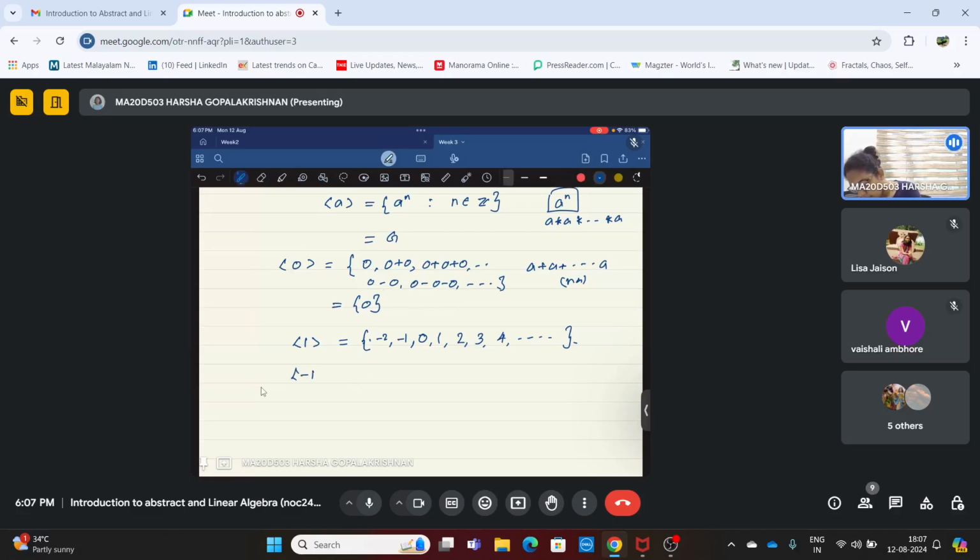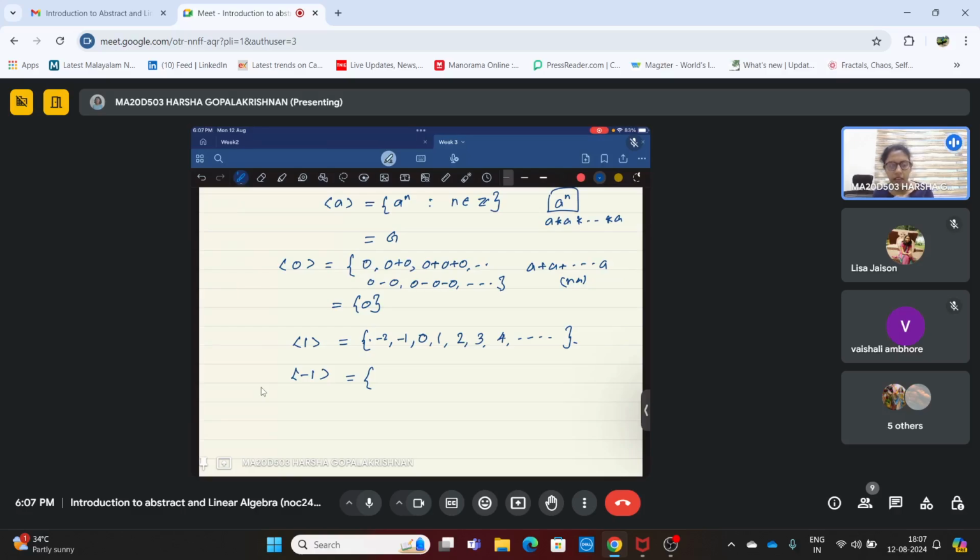Minus 1 is also a generator. One thing we can say is, if A is a generator, the inverse of that is also a generator, A inverse. That we have already seen as a theorem. Here 1 is a generator and its inverse is minus 1. So minus 1 is also a generator.